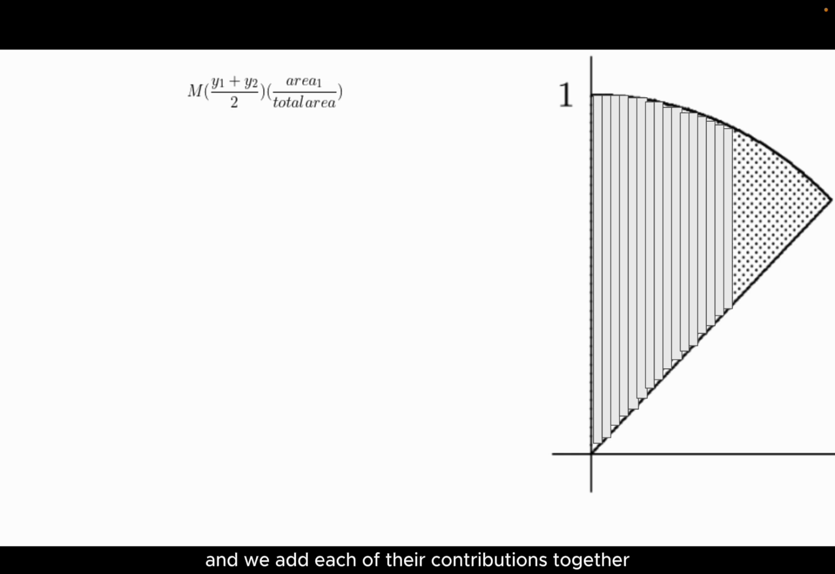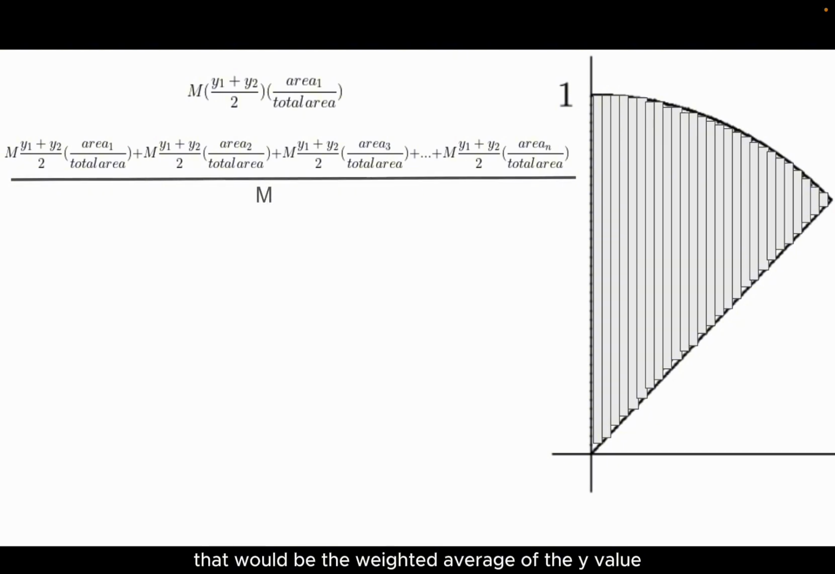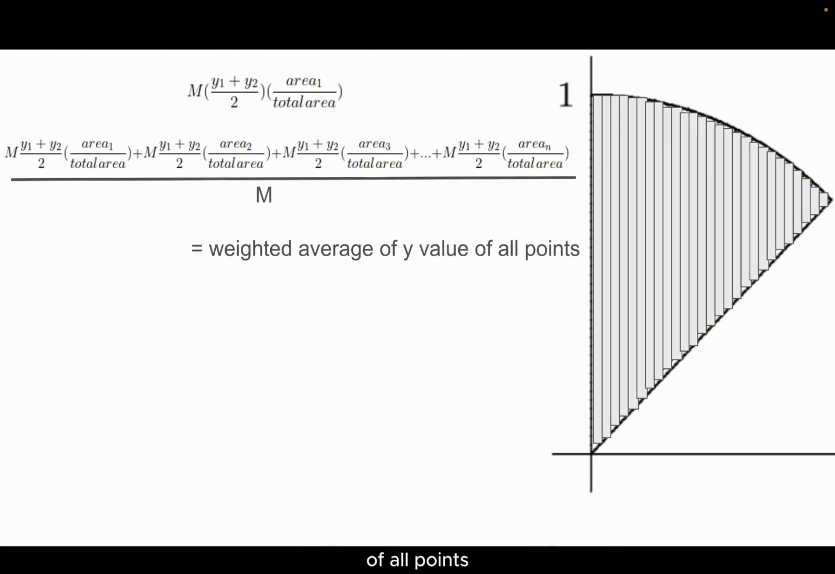So now if we split the sector up into many of these little rectangles and we add each of their contributions together to form a total sum, then divide by the amount of points, that would be the weighted average of the y value of all points. As you can see, the m cancels out. We can then express this as a Riemann sum.